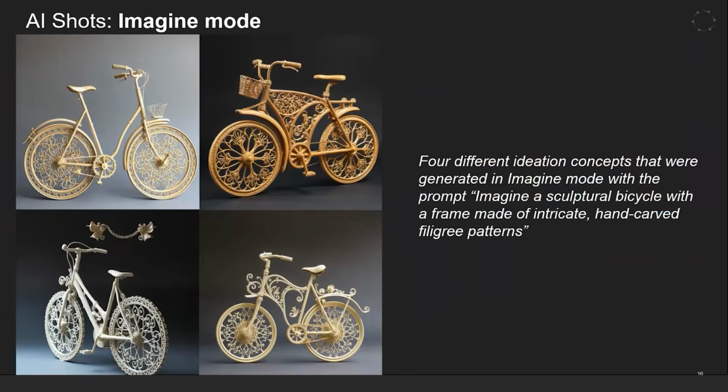Here's some examples of it in its purest form. These images are generated using the text prompt, "Imagine a sculptural bicycle with a frame made of intricate hand-carved filigree patterns."